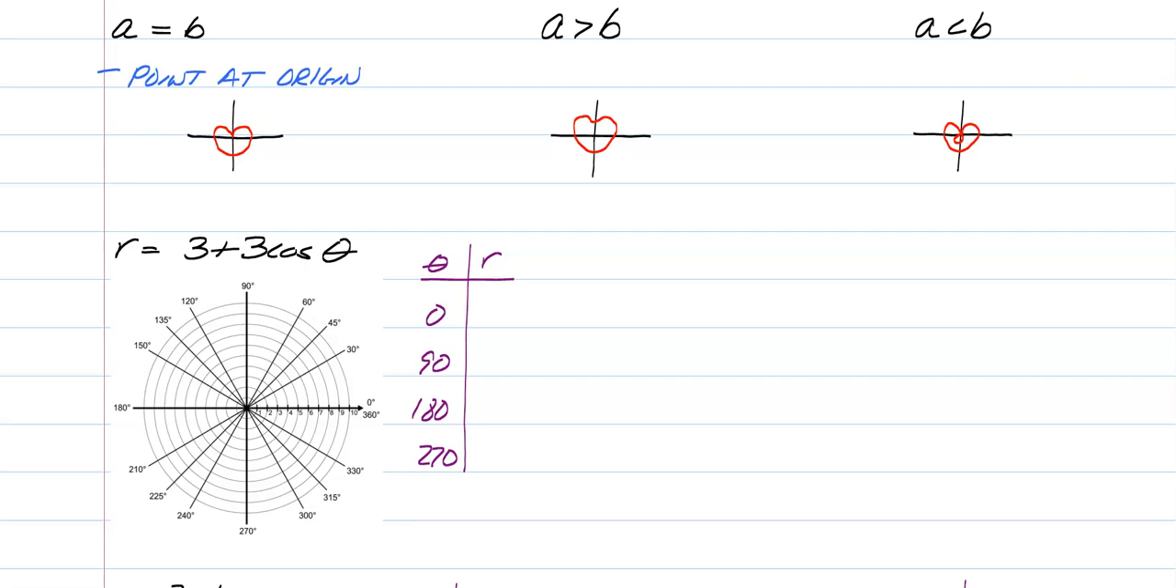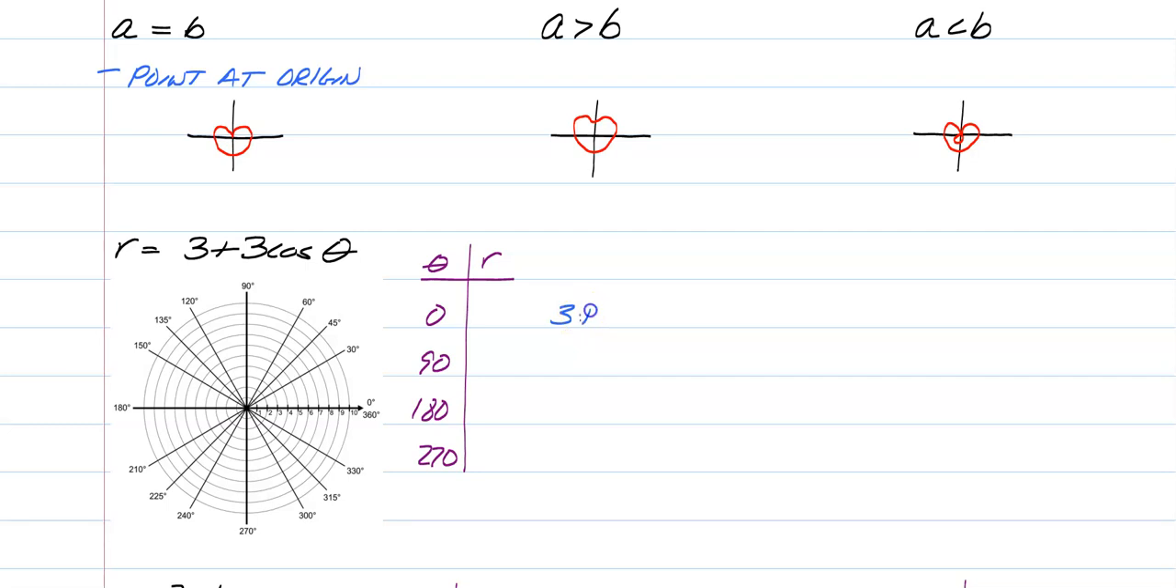Now, another thing is you see that we have a positive cosine. That means this is going to be stretched in the x direction, very similar to how if we had a positive cosine, we would have a circle to the right in our last video. So basically, we need our 0, 90, 180, 270. And again, for this example, I will show you how to do this by hand. So what you want to do is plug in 0, 90, 180, 270 to the equation.